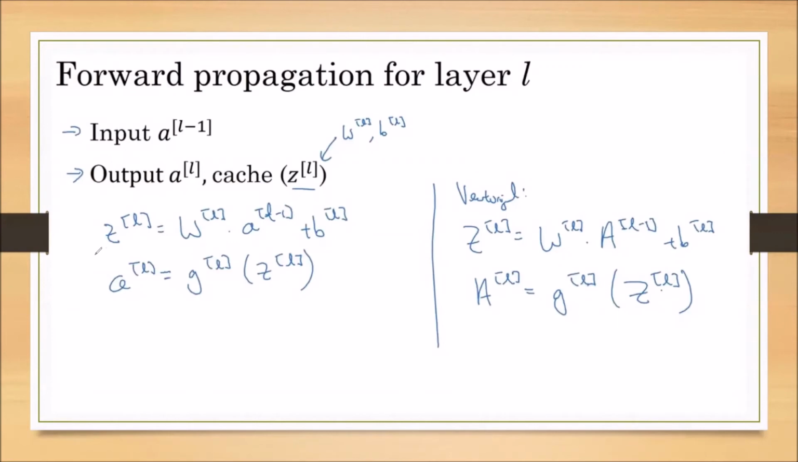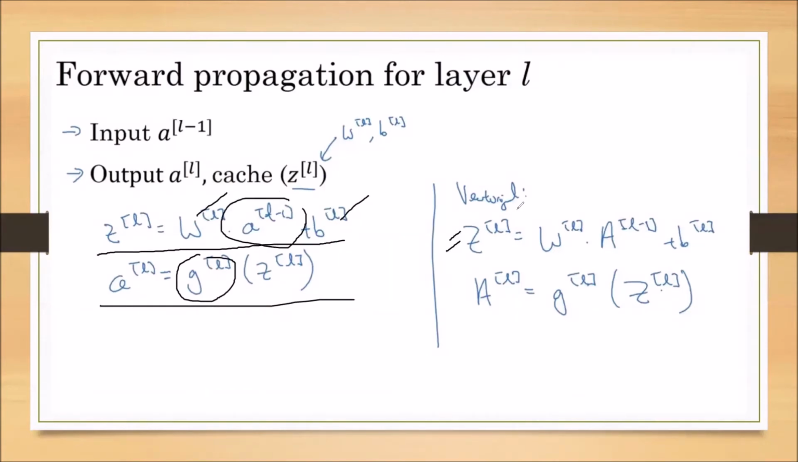So in the forward propagation, the first step we are performing is ZL is equal to WL into A(L-1) plus BL. The second step is AL is equal to GL of ZL. This G is the activation function. When we vectorize this, the W will not change and B will not change. Only thing that is changing is A, small a to capital A.